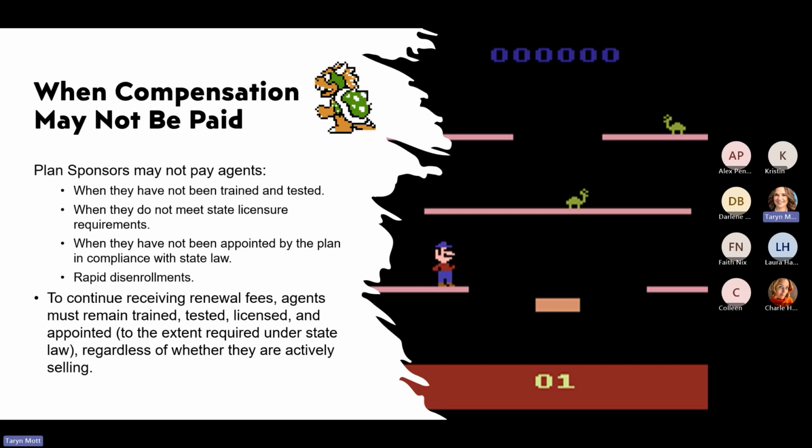To continue receiving renewal fees, agents must remain trained, tested, licensed, and appointed to the extent required under state law. So that's each state law that you are licensed in, regardless of whether they are actively selling. You have to continue to do that in order to receive your renewals.